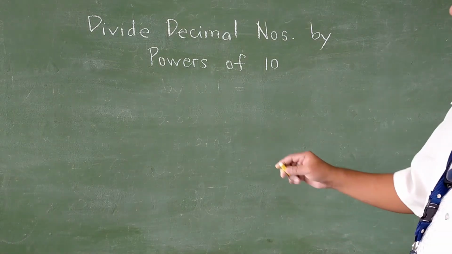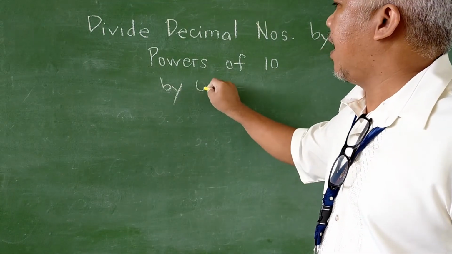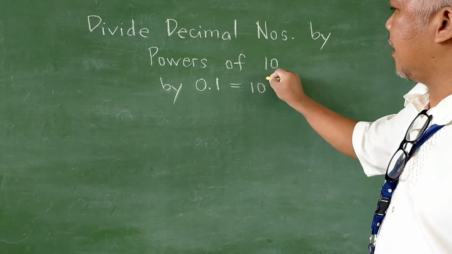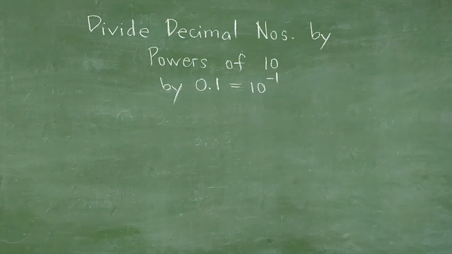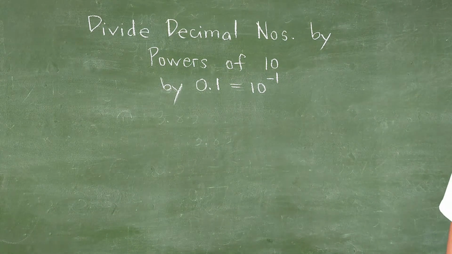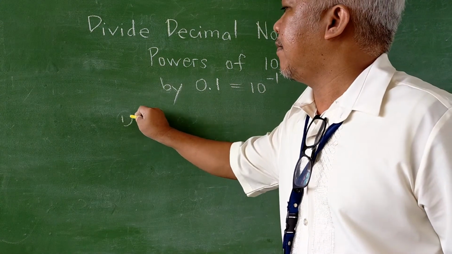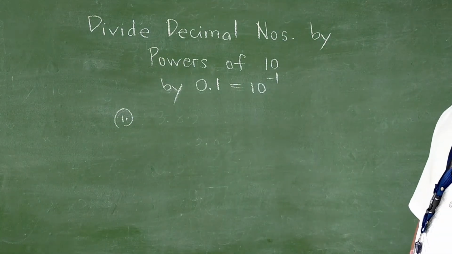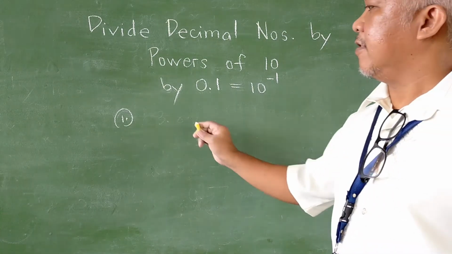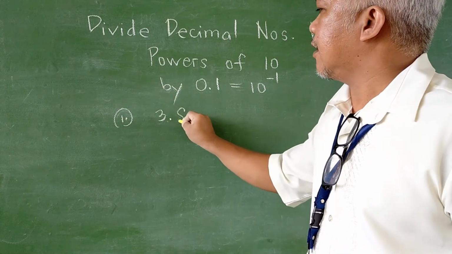Now, what if it is divided by 1/10? O yung tinatawag nating 10 raised to the negative 1 power. Paano naman kapag by 1/10? Kanina, by 10, 1 decimal place to the left ang movement. So this time, instead of moving the decimal point 1 place to the left, magiging tayong 1 decimal place to the right. Paano yon?